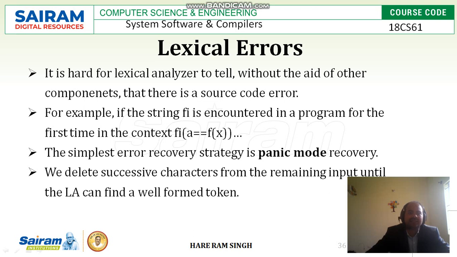Then lexical error. First, it is hard for a lexical analyzer to tell, without the aid of other components, that there is a source code error. It is very difficult for the lexical analyzer, without any further information, to know that there is a source code error. Suppose we have a line fi (a) = f(x). Here, fi can be considered an identifier, because an identifier can be any name except a keyword. But if it were "if", it would be considered a token, the if keyword token.